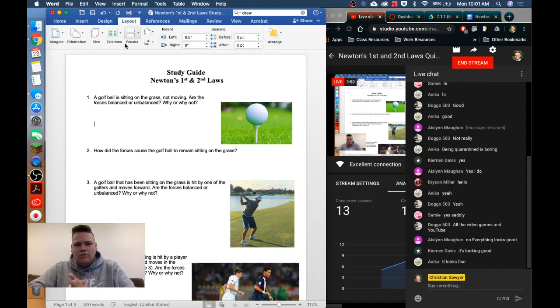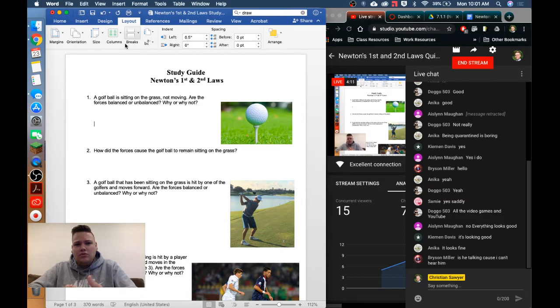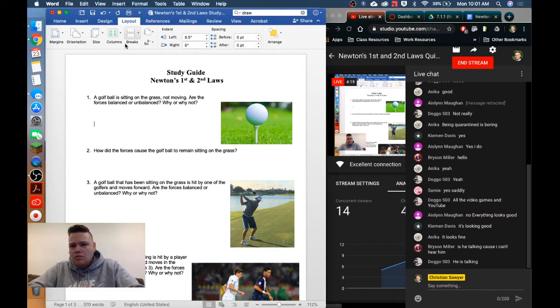Okay, so let's go over question 1. Question 1 says, a golf ball is sitting on the grass, not moving. Are the forces balanced or unbalanced? Why or why not? Now this goes back to the lesson we did in class about balanced and unbalanced forces. What's a balanced force? What's an unbalanced force? And which one of those is happening right now for the golf ball? Let's answer question 1. What do you guys say?